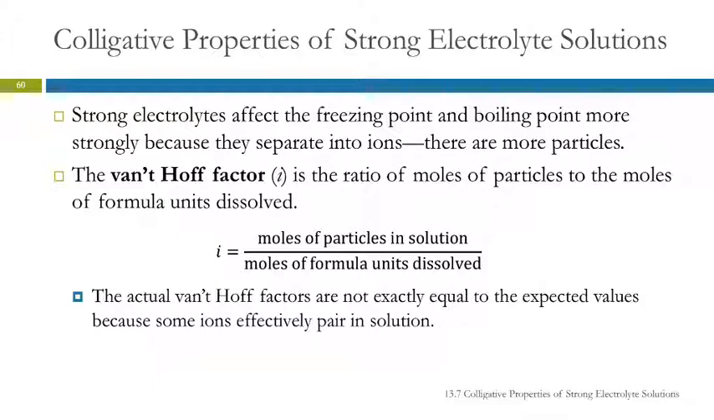The Van Hoff factor is the ratio of moles of particles to the moles of formula units dissolved. It's given the symbol i. I have no idea why. Moles of particles in the solution divided by moles of formula units dissolved. You would expect that for something like sodium chloride, it would be 2 moles of particles for every 1 mole of formula units. But they're not actually the same because some ions effectively pair up in solution. And that's why we have this Van Hoff factor.